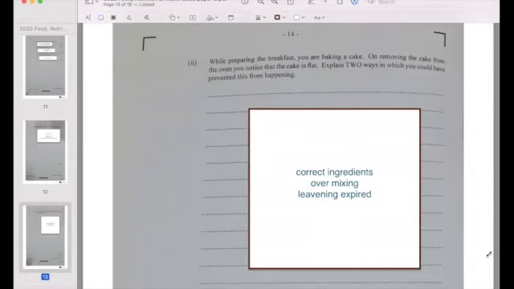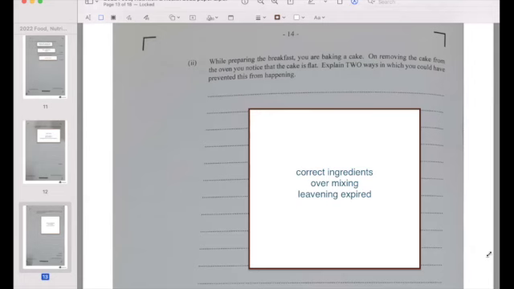Next question. While preparing breakfast, you are baking a cake. On removing the cake from the oven, you notice that the cake is flat. Explain two ways in which you could have prevented this. So at the moment you see this, this is a fault in cake making. So correct ingredients, we have to use correct ingredients, meaning that we have to weigh and measure.